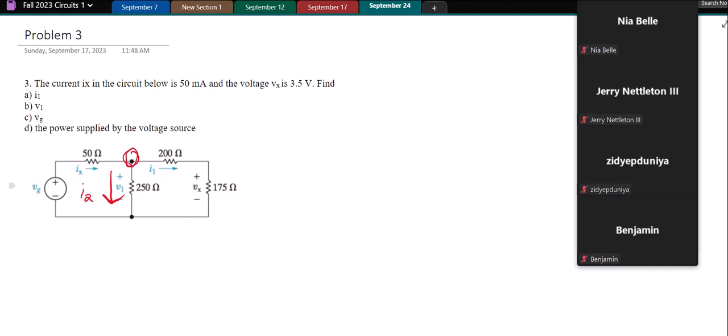So I can say that at this top node, using KCL, so KCL tells me that the current, the way I look at it is I say current in equals current out. To me, that's real easy to see because it just kind of makes sense. Everything coming in has to go out, and that's the way I write it.